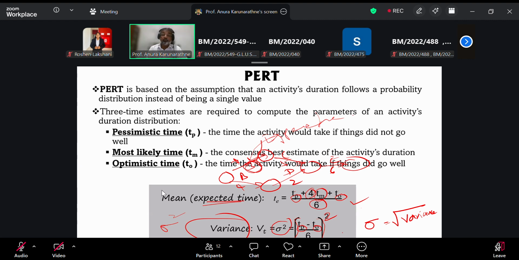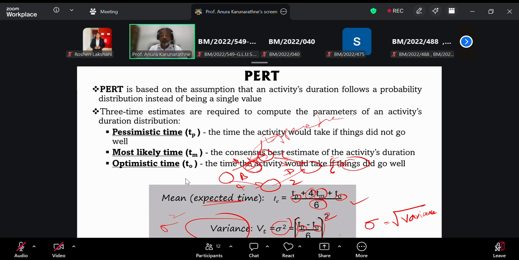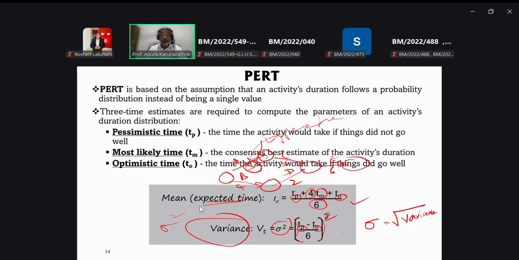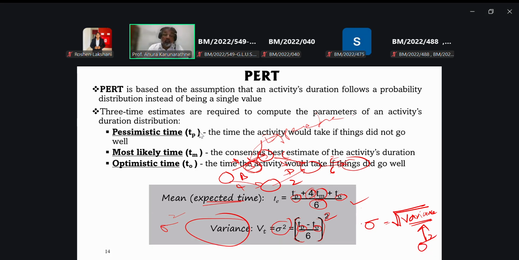In statistics, we already learned what variance and standard deviation are. For variance, we obtain the deviation from the mean, take the square of it, take the sigma, then divide by the number of observations. In order to obtain the standard deviation, you have to take the square root of the variance. So that is a way of obtaining the expected time, the variance and the standard deviation of time.